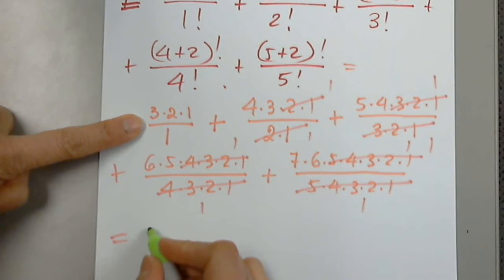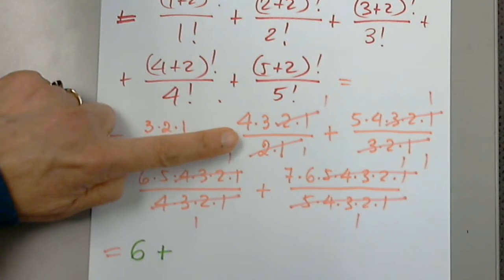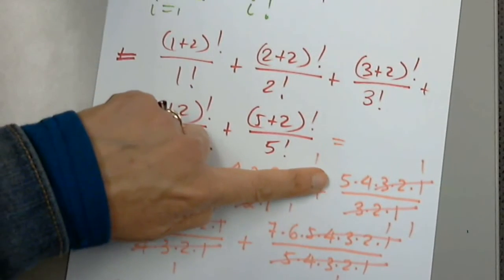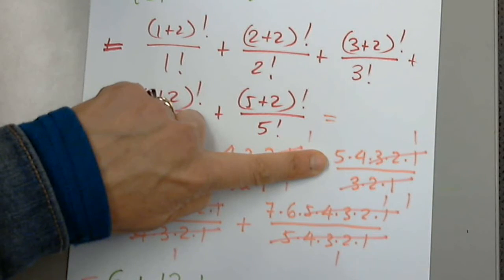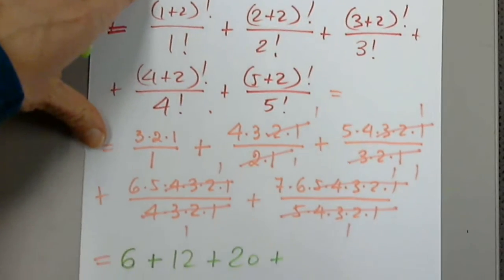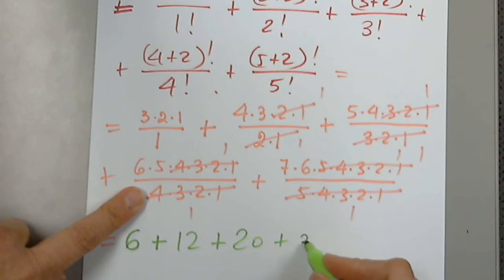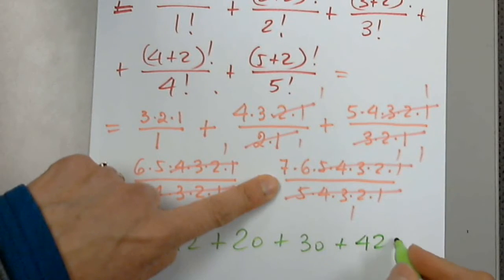Can you not get rid of the one? Well, it turns into a 1. Yeah. Plus, what do we have left from the second one? Very good. Plus, what do we have left from this third one? 20. Very good. Plus, what do we have left from the fourth one? Good. And from the last one? 42. Very good.